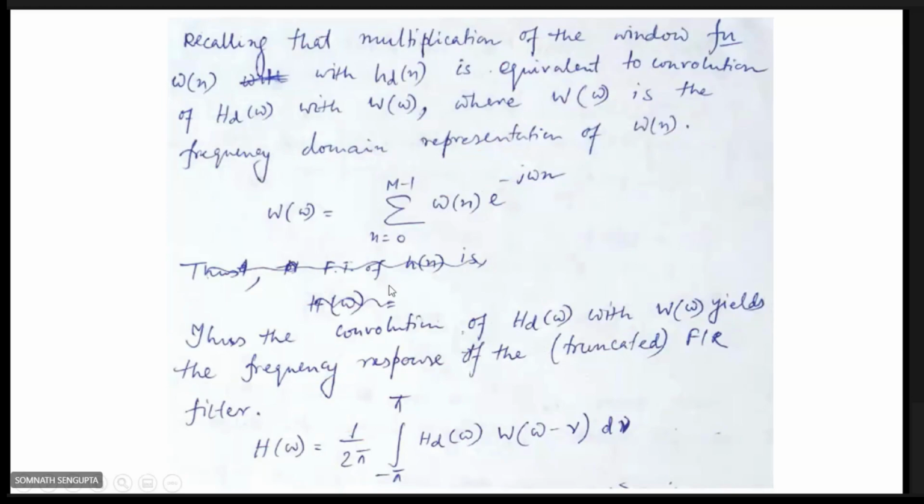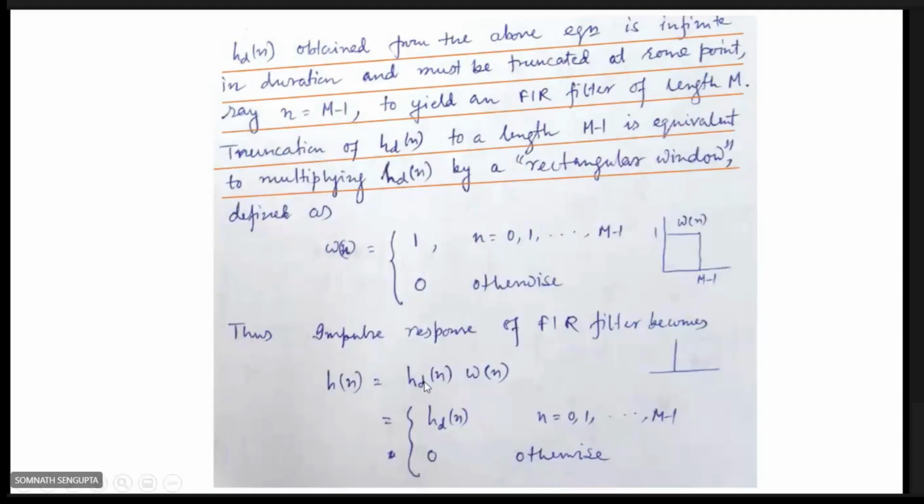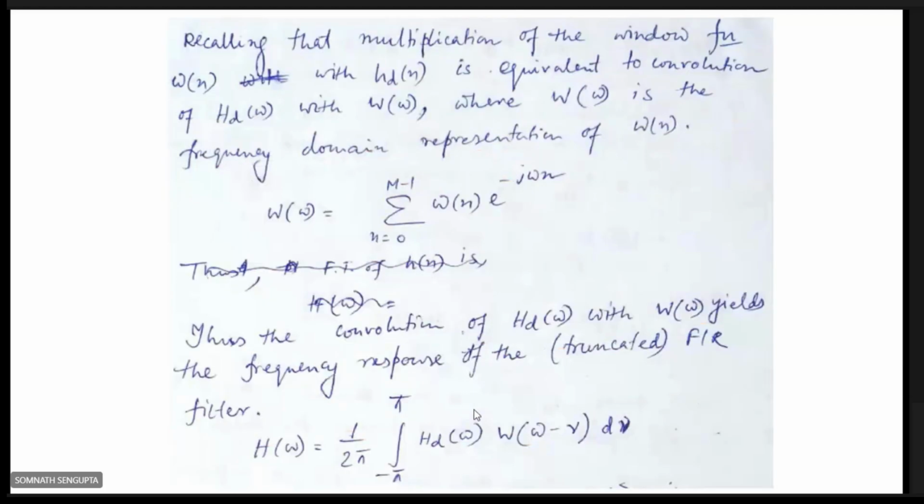So what we have done is multiply two signals in the time domain: one is hd[n], the other is w[n], a rectangular window. If you multiply in the time domain, what will happen? It will be convolution in the frequency domain. In the frequency domain, we get the Fourier transform of the window function w[n], which is W(omega).